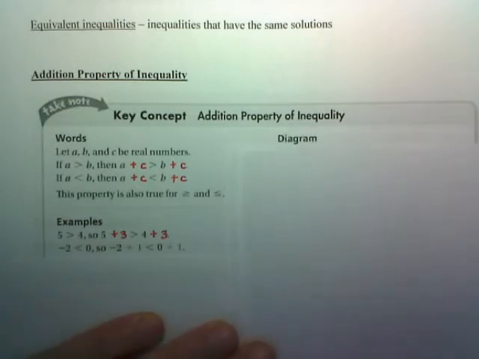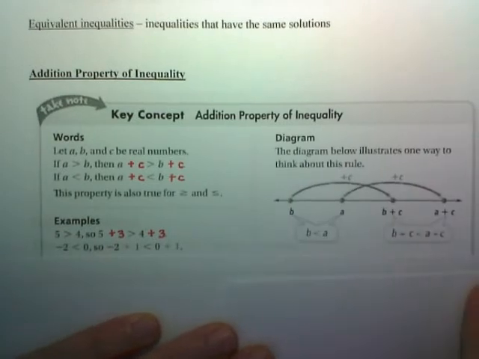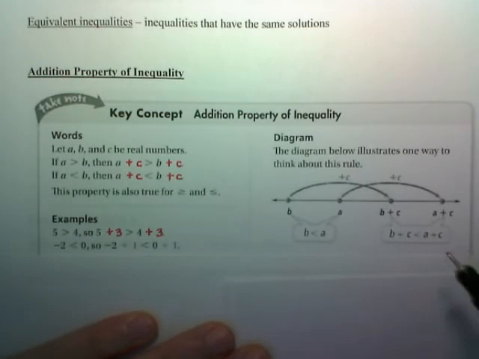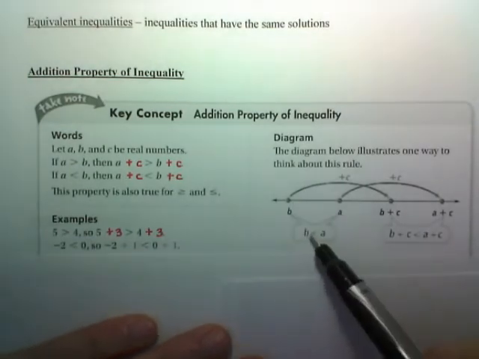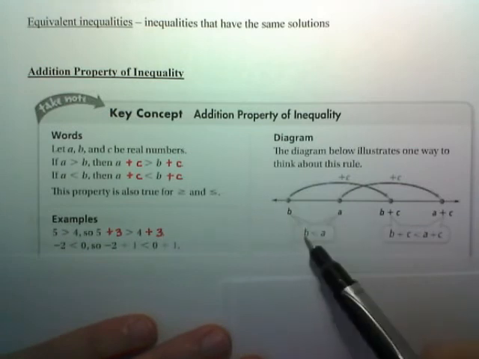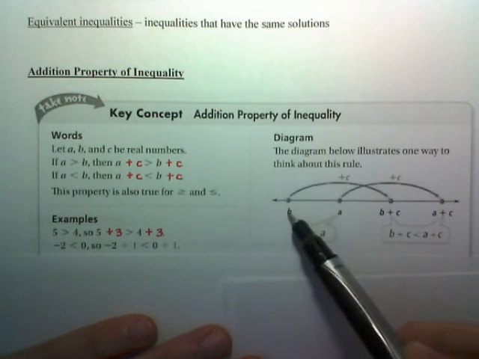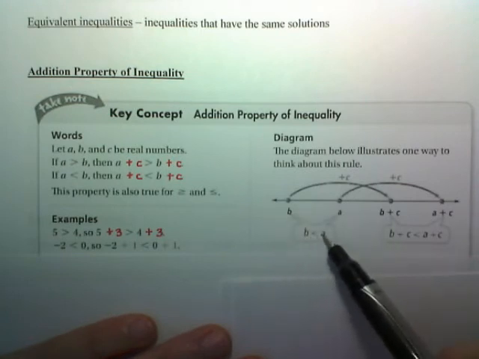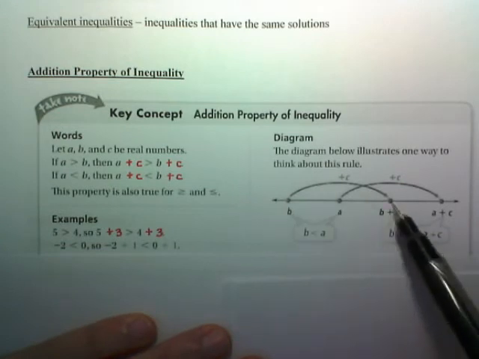Now, for those of you that might be a little more visual, this is just a diagram that illustrates this rule. It's just saying if I have A and B, and for example in this one, B is less than A. B is behind A, or in front of A if you're thinking from left to right. So it's less than A. So if I add C, it's going to jump up here. So it's B plus C. I added C to that B, so it's going to jump up here.